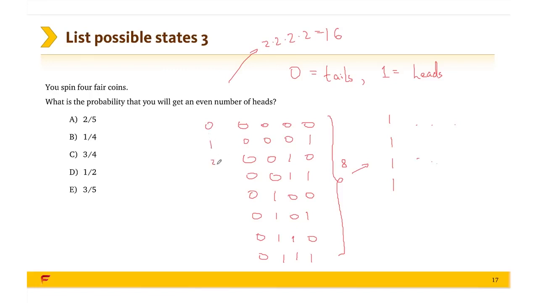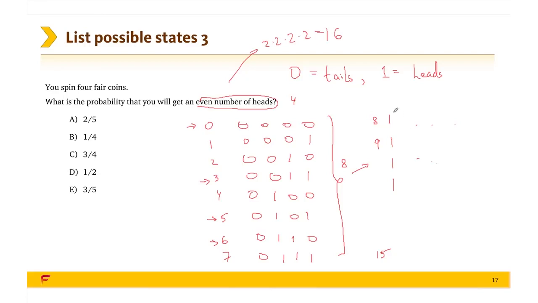This is 1. This is 2, this is 3, this is 4, 5, 6, 7, etc. And those numbers will be, of course, 8, 9, up to 15. And again, notice that we're interested in even number of heads. So this one, this one, and this one. 1, 2, 3, 4. 4 states where we have even number of heads.